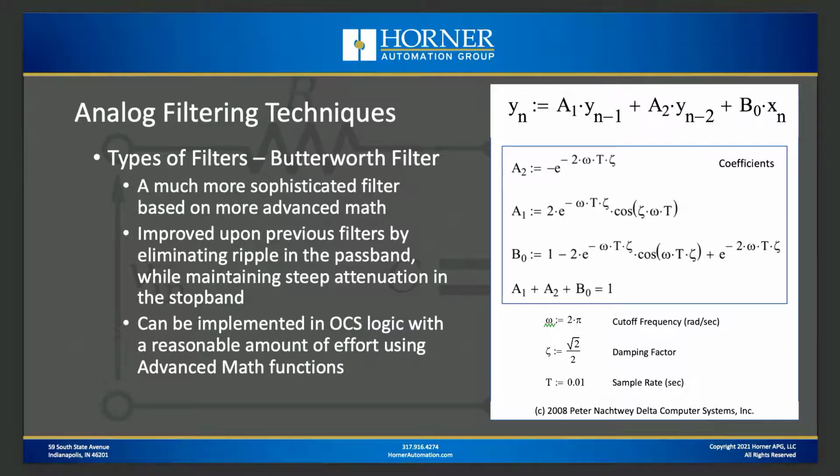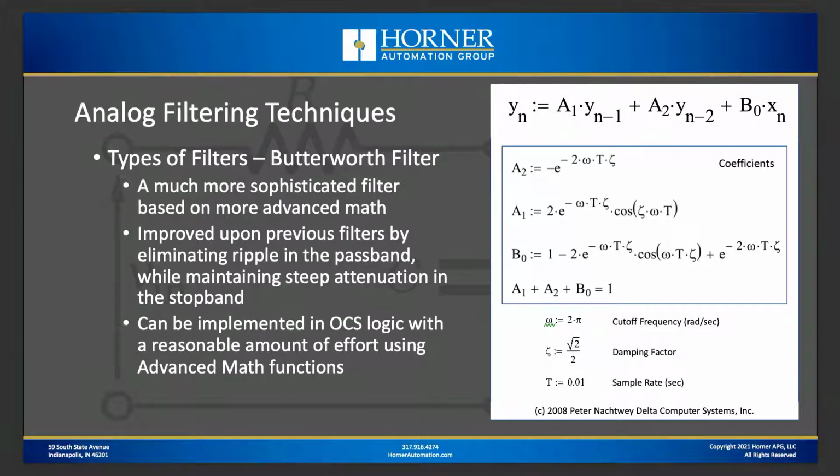At the top there, you've got Y sub n, which is effectively your filtered value that you're going to calculate. And you can see that filtered value is based upon the last couple of filtered values that were previously calculated, so you need to maintain those in your OCS memory as well. And then it's also based on X sub n, which is your current analog reading, your new conversion, if you will. And all of those values have coefficients associated with them.